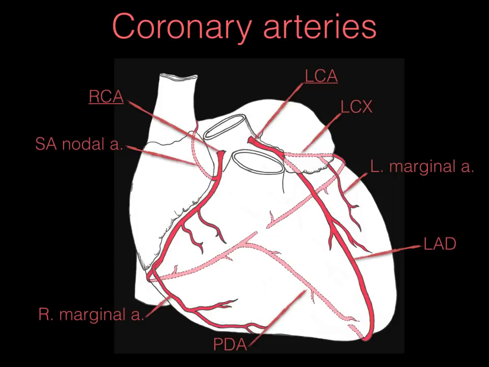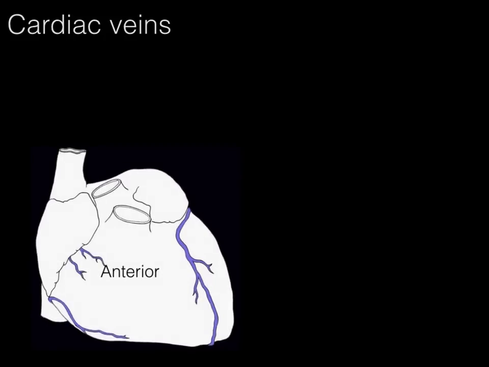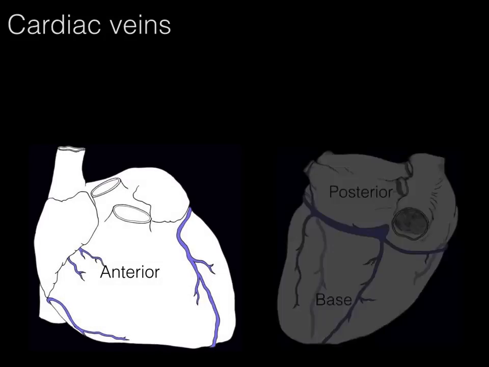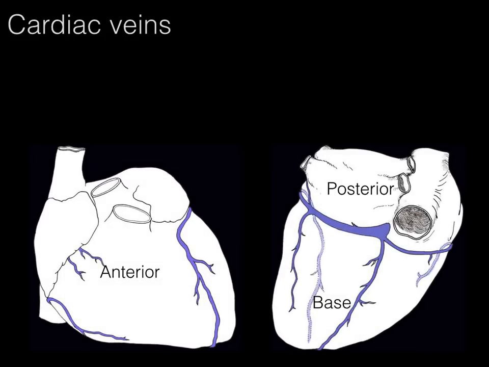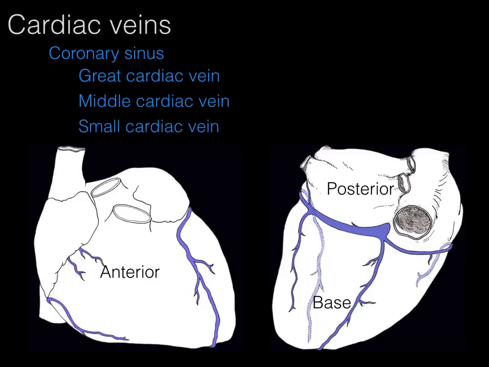And there we have all the coronary arteries now labeled. This brings us to our next topic, which are cardiac veins. So the cardiac veins we're going to see in this anterior view of the heart and this posterior inferior view. You see the posterior view in the base of the heart, and in blue are the cardiac veins, the coronary sinus and the great, middle, and small cardiac veins.